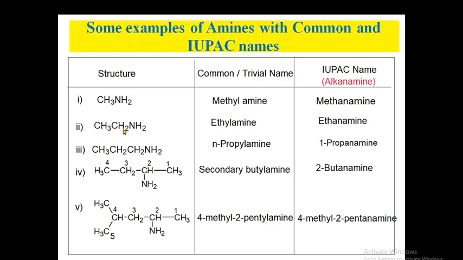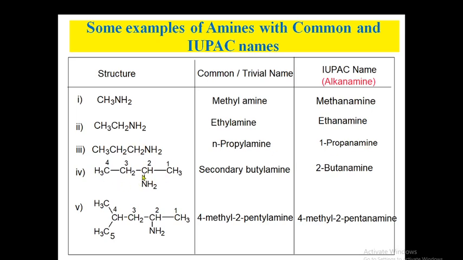Second example, CH3CH2NH2. Here is the ethyl group attached to NH2, and therefore the name becomes ethylamine. As the longest parent chain consists of two carbons, it is the ethane derivative. E should be replaced by amine and the name becomes ethanamine. Similarly, here three carbons, so propyl group, so it's known as n-propylamine. Well, in case of the IUPAC nomenclature, at carbon number 1, NH2 group is present, and therefore the name becomes 1-propanamine.